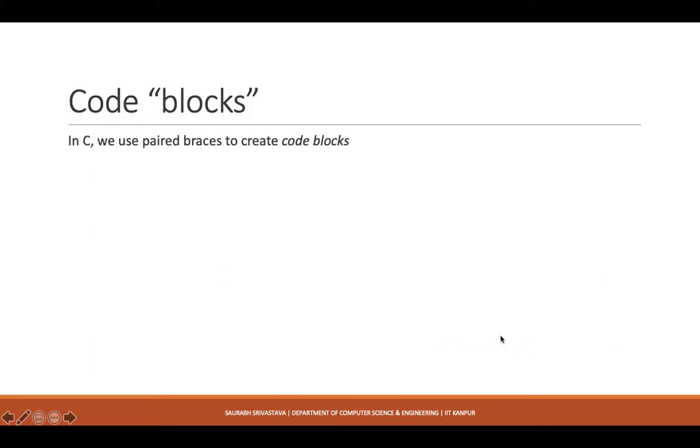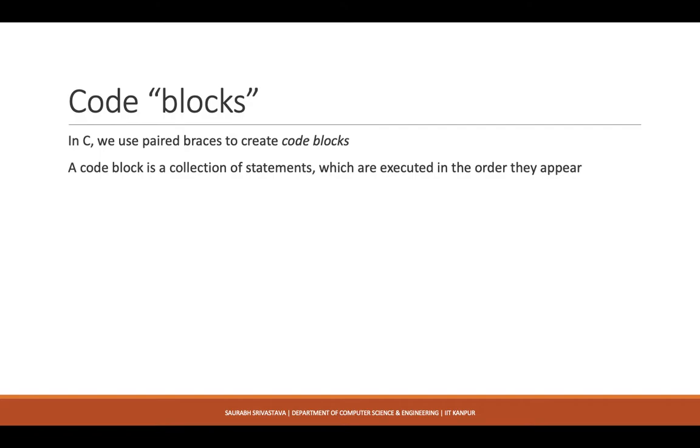Now the same concept gets copied up into the C programming language. We use paired braces to create what we can call code blocks. A code block is a collection of statements, which you have probably already seen, executed in the order they appear. So when you have written 3 or 4 or 5 or 10 statements inside a code block, when one statement starts executing, the whole of the block is executed, right? And in fact, the whole main function itself was within paired braces.